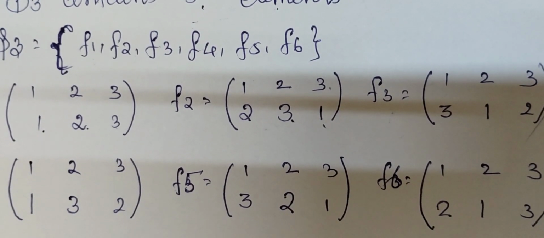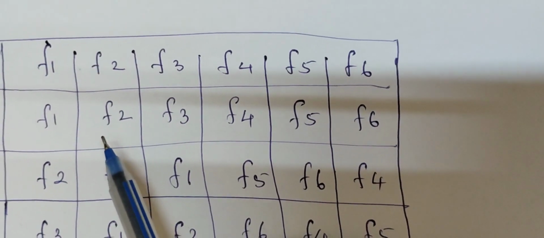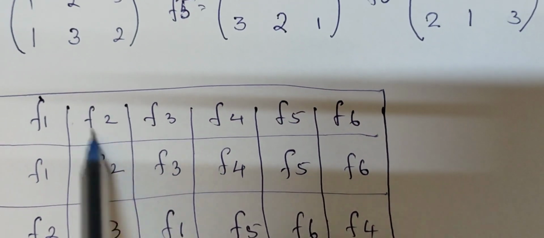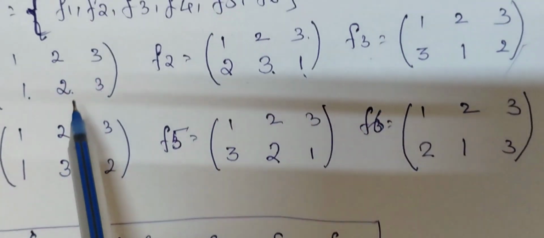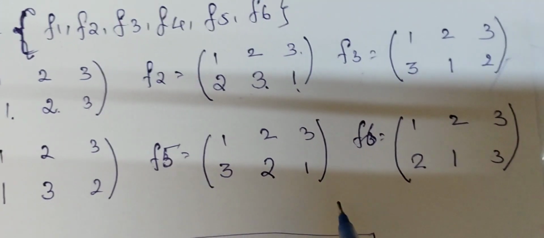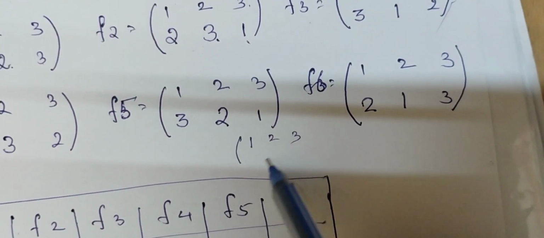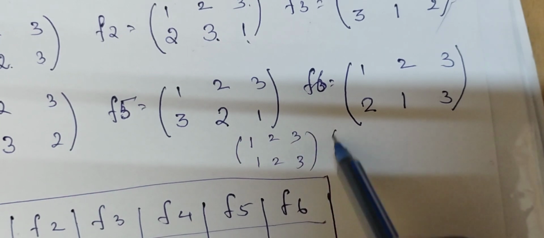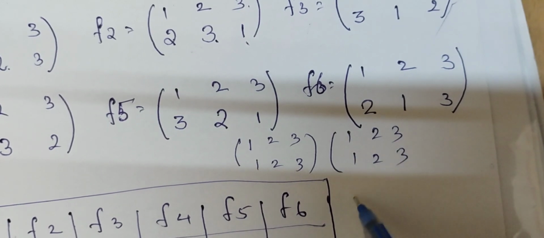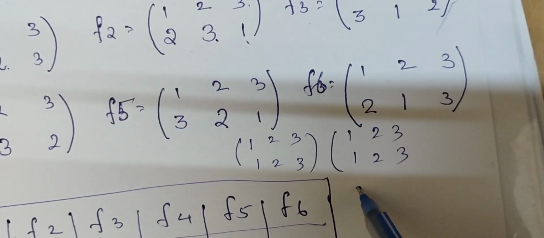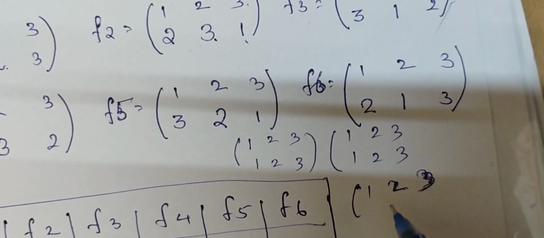Then we can use the Cayley table. What is a Cayley table? So this is the Cayley table. We can use that Cayley table for multiplication. So how will you multiply this? F1 into F1. How will you find F1 into F1? If you take F1, that is 1, 2, 3, then again 1, 2, 3. That means first you write the elements for the image.